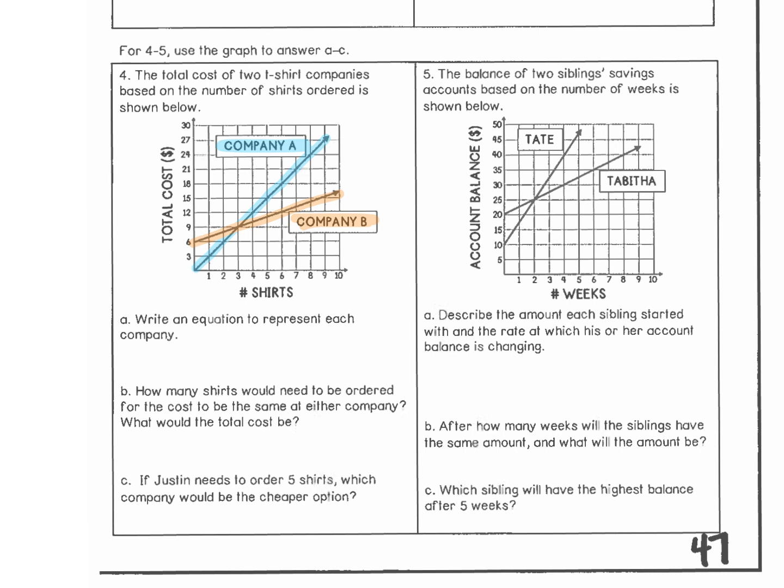The thing we're going to focus on, I'm not going to write the equation for both lines because you guys have been practicing that a lot. But question B and C. B says how many shirts would need to be ordered for the cost to be the same at either company, then what would that cost be? So the thing we need to focus on is we want how many shirts cost the same, and then what is that cost? Which basically means where is the intersection? Where do they overlap each other?